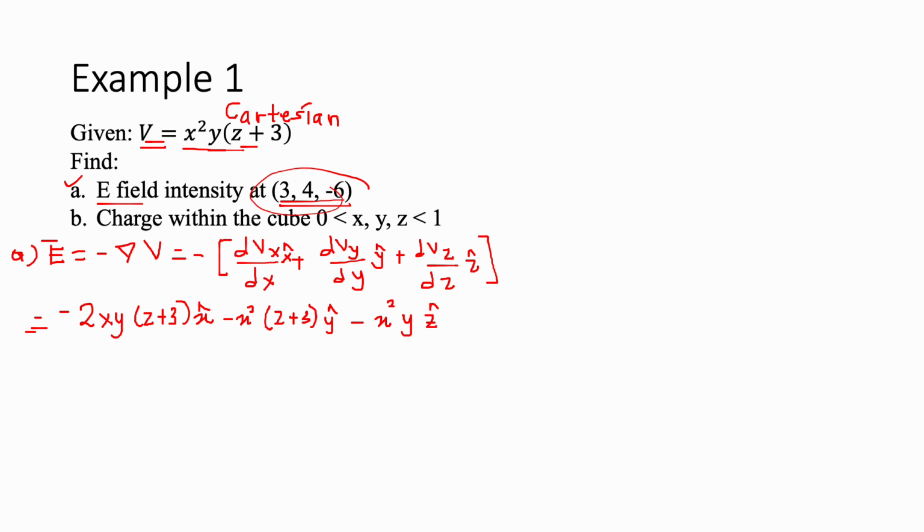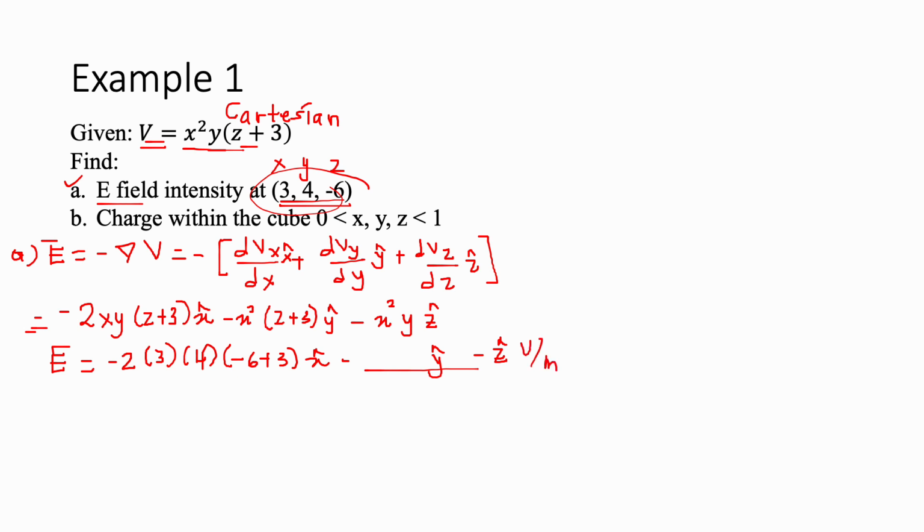Now to get the exact value for E, you need to replace the values of x, y, and z inside the equation here. So you will get your E by replacing inside here: negative 2, the value of x is 3, the value of y is 4, and z plus 3, so negative 6 plus 3 in the x direction. And also the same for the y direction and the z direction. So you will get your answer, in volt per meter.